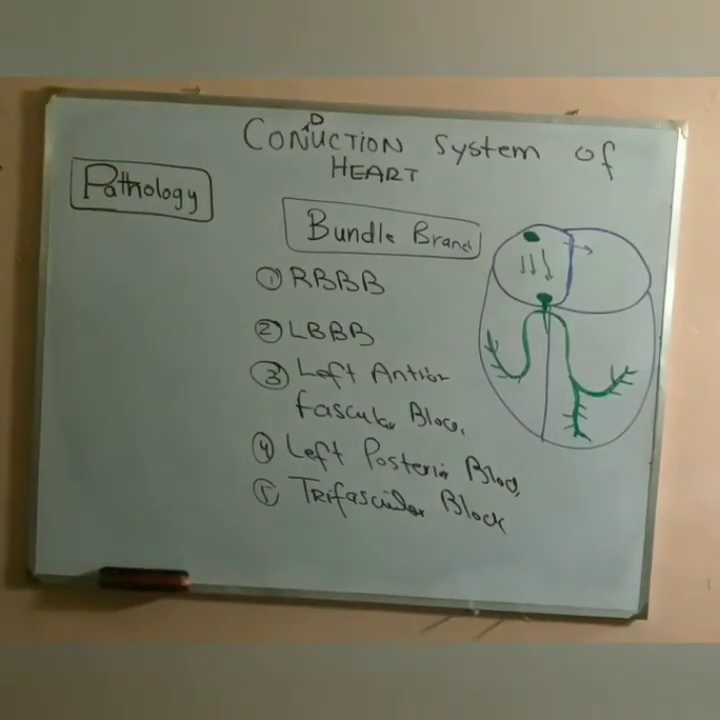So there are certain pathologies which are associated with the bundle branches. One is right bundle branch block, where there is a blockage in the transmission of impulse through the right bundle branch. Then there is left bundle branch block, where there is blockage in the impulse transmission to the left bundle branch.